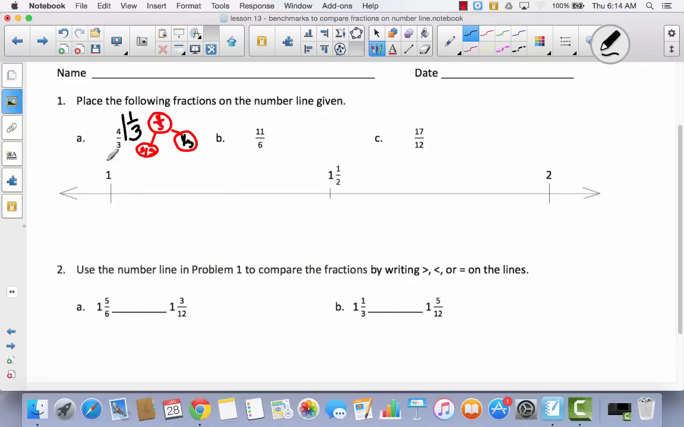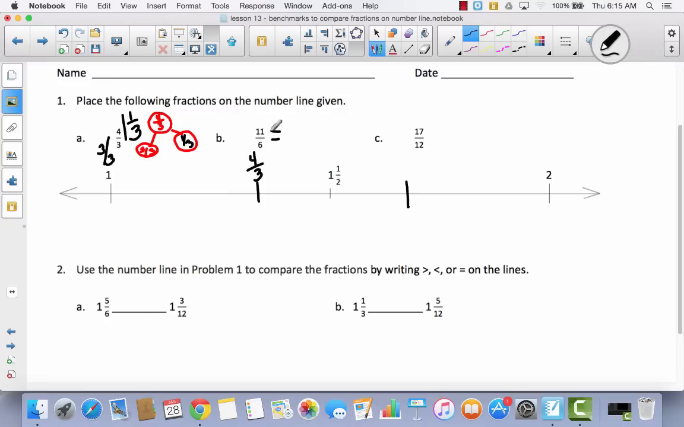So right here I would have 3/3. 1 is the same as 3/3. So if I'm trying to show 4/3, I have to partition this entire thing into 3 parts like this. These are going to be big parts. So I've got 1, 2, 3. So if this is 3/3, then this would be 4/3.